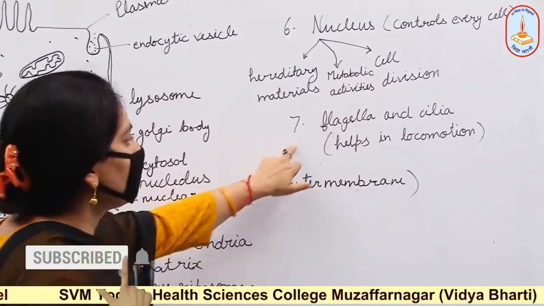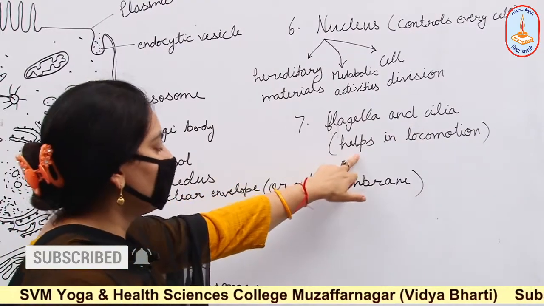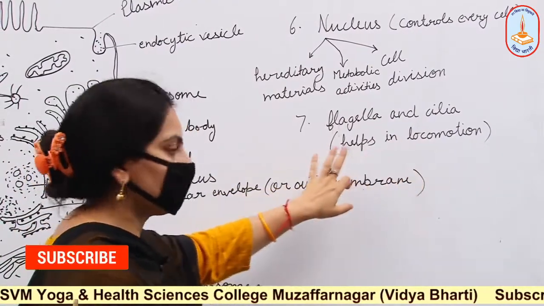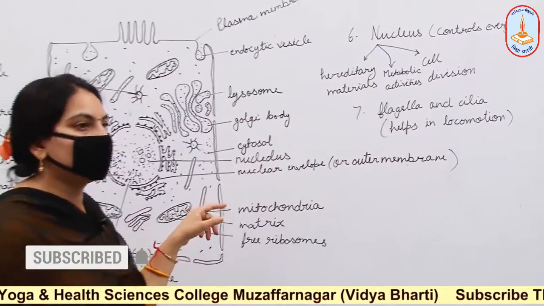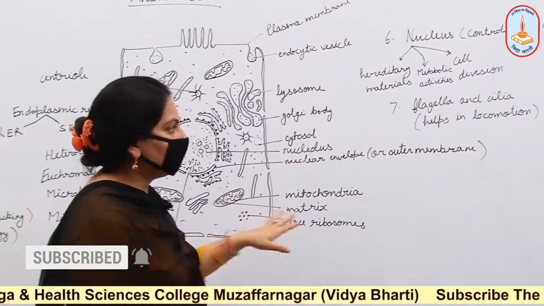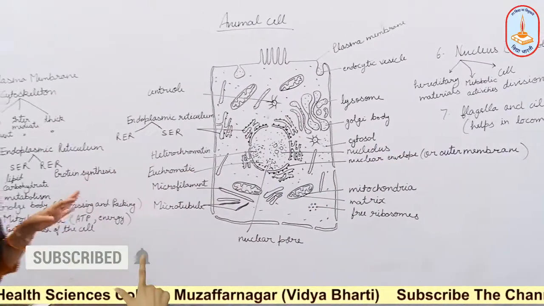Some cells have cilia and flagella. These help in the locomotion of animals like paramecium, noctiluca, etc. Now this is the animal cell structure.